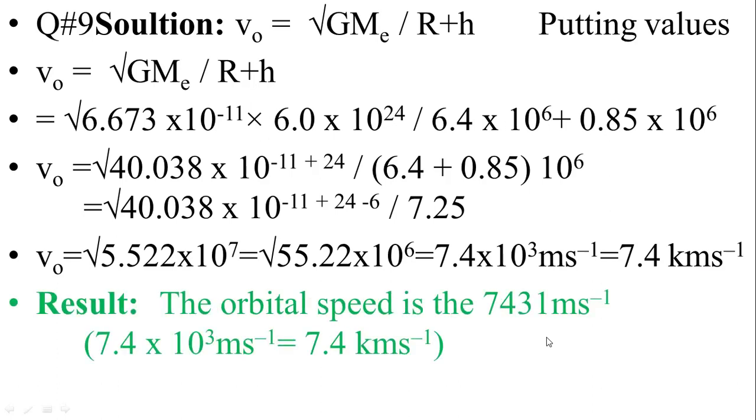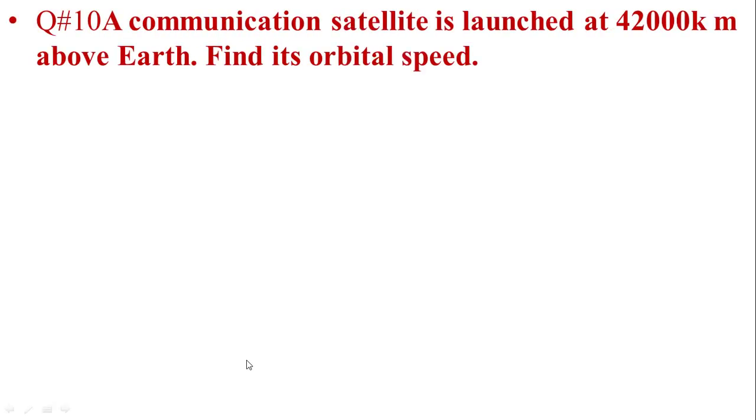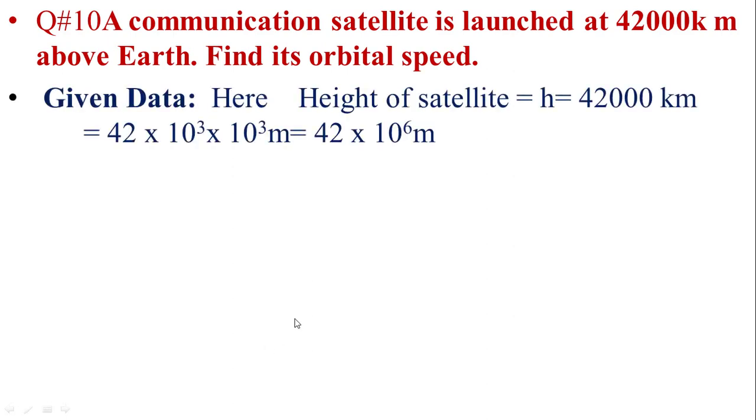The resultant orbital speed of the satellite is 7.4 kilometer per second, or 7.4 multiplied by 10 raised to power 3 meter per second. Question number 10. A communication satellite is launched at 42,000 kilometers above the Earth. Find the orbital speed.